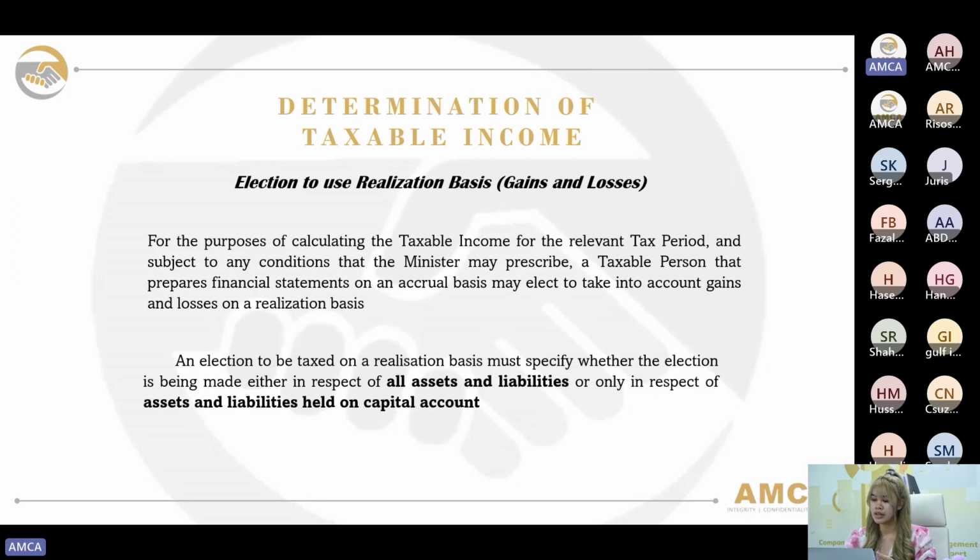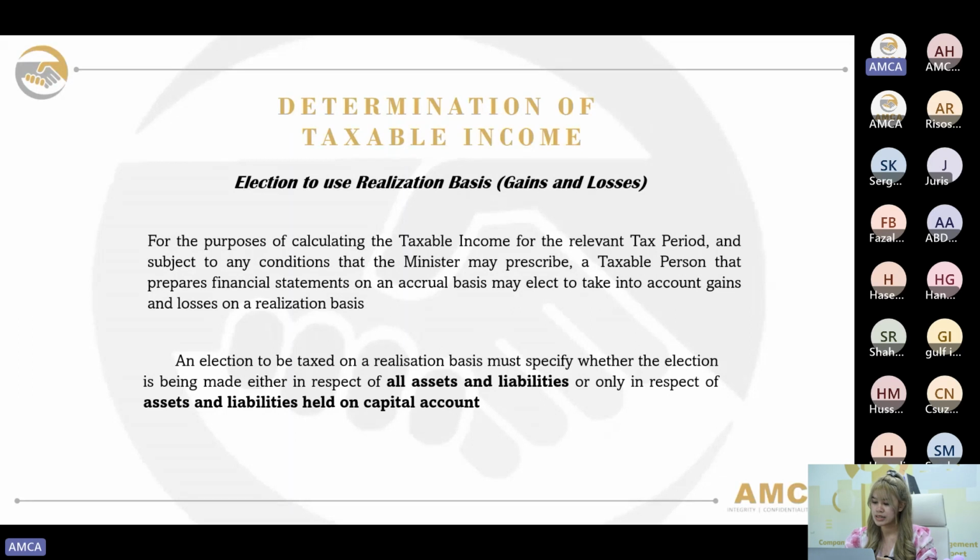It is important to know that the election must be made during the first tax period and is irrevocable, except under exceptional circumstances approved by the FTA. An election to be taxed on a realization basis must specify whether the election is being made either in respect of all assets and liabilities that are subject to fair value or impairment accounting under the applicable accounting standards, or only in respect of assets and liabilities held on capital account. The assets and liabilities held on a capital account at the end of a tax period, whilst taking into account any unrealized gains or losses that arise in connection with the assets and liabilities held on the revenue account at the end of that period.